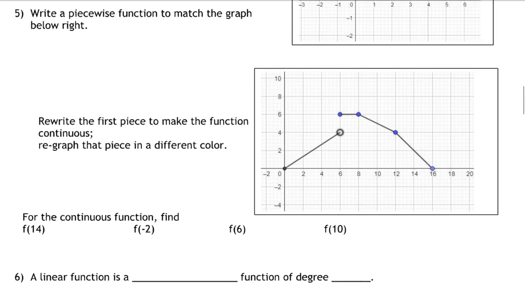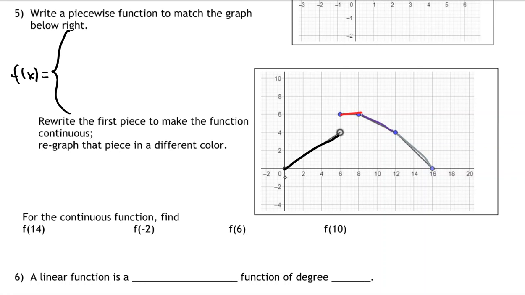Okay, question 5 asks us to write a piecewise function. So, looking at this graph, I kind of see 1, 2, 3, 4 different pieces. A piecewise function can have as many pieces as you want. Usually 2 or 3 is the most common, but nothing wrong with 4 or more. So we've got to come up with the equation of each of these lines.